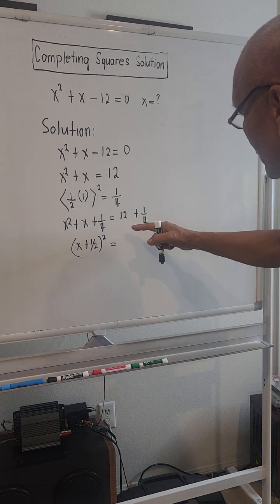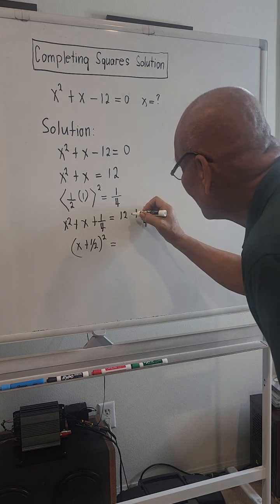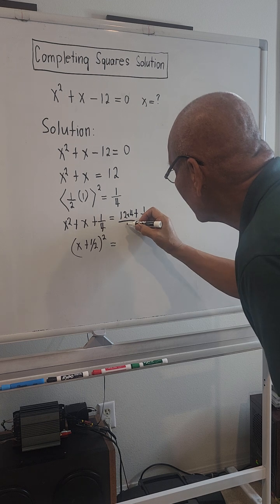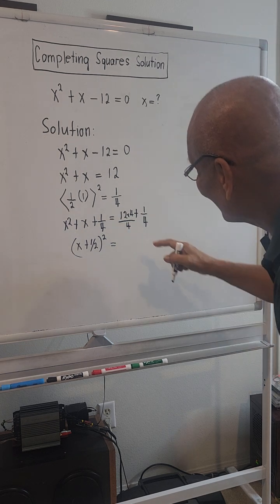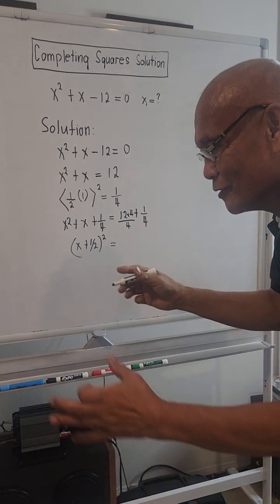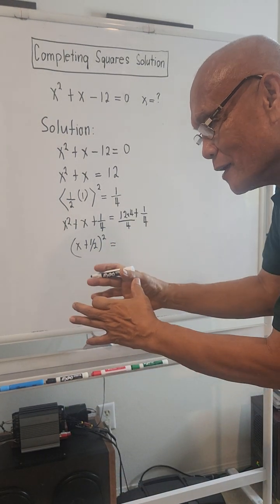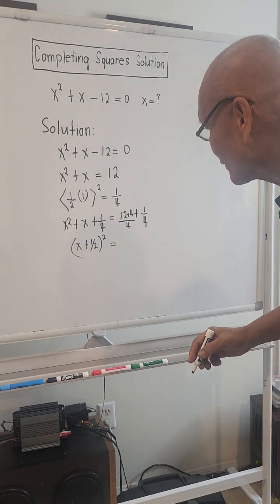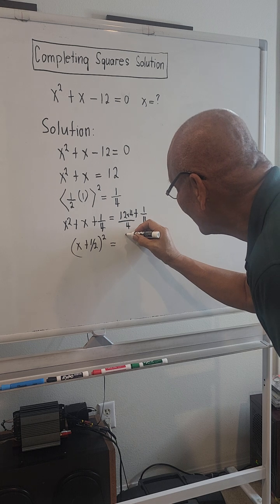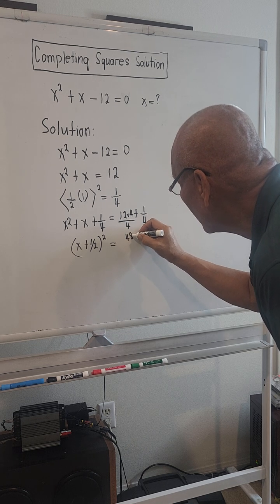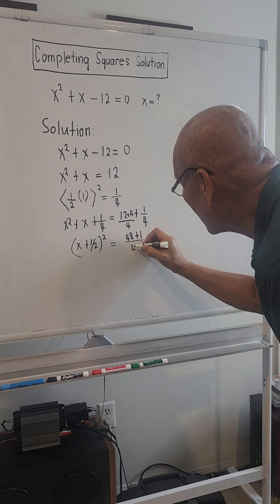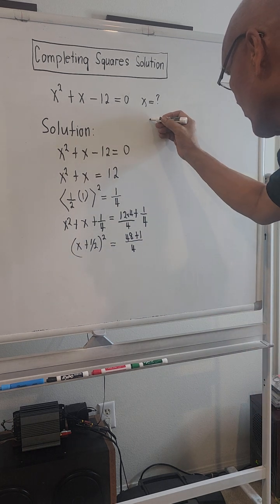So what do we do? We'll multiply 12 by 4, then divide it by 4. This has 4 here and this has 4 here, so we are now adding two fractions with the same denominator. 12 times 4 is actually 48 plus 1, all over 4.